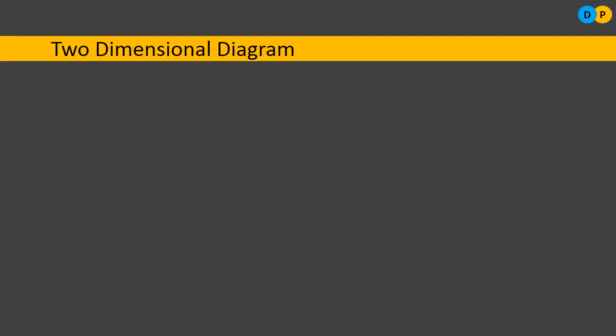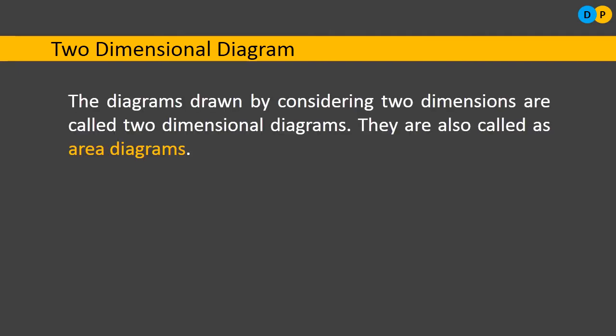Dear students, in this video, let us study two-dimensional diagrams. So what is a two-dimensional diagram? Nothing but diagrams drawn in two dimensions, that is, taking into consideration both the x-axis and the y-axis. If we consider both the x-axis and the y-axis, then they are referred to as two-dimensional diagrams. Here the diagrams are drawn by considering two dimensions.